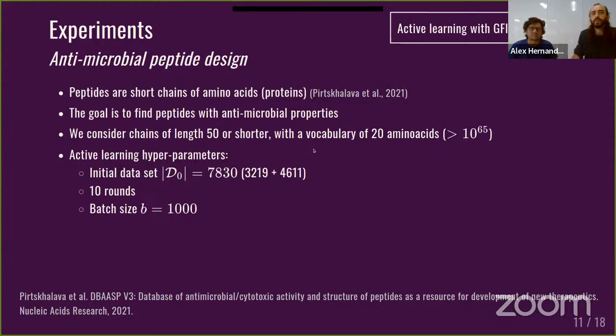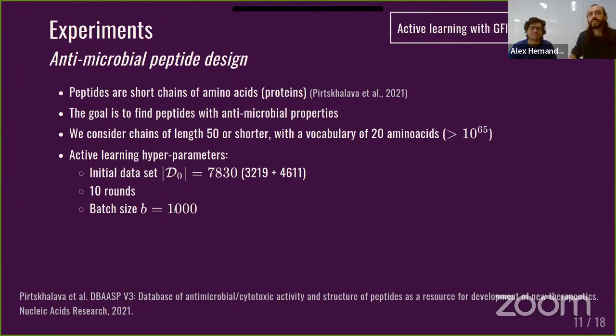So we have the initial data set that I was mentioning before, and then we can run active learning on this. In this case, we run 10 rounds of the whole active learning pipeline with a batch size of 1,000. That means that every round we are generating data from our proxy model, the machine learning model, and selecting 1,000 data point sequences that we add to our initial data set and run it again.